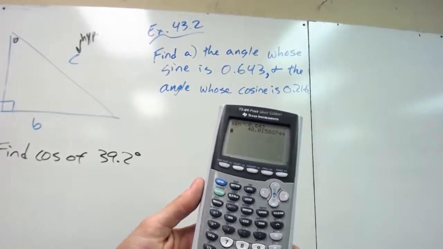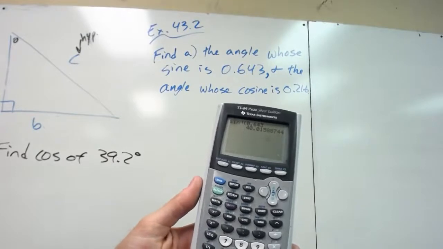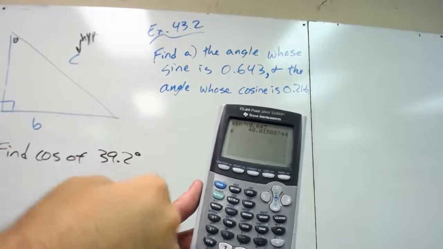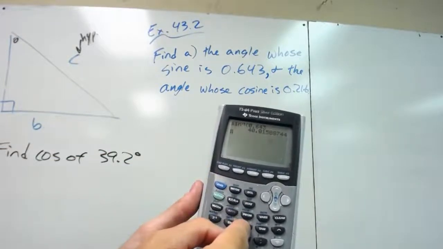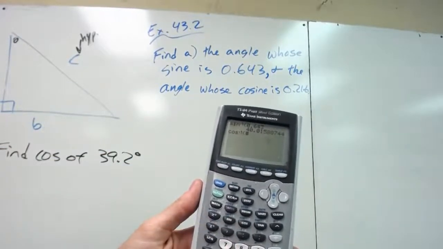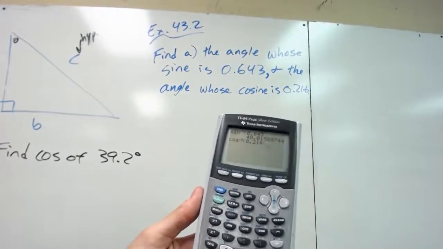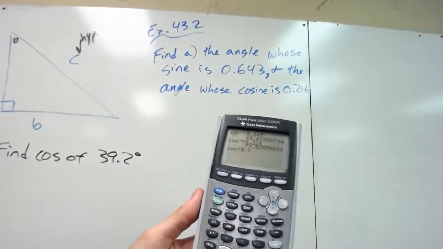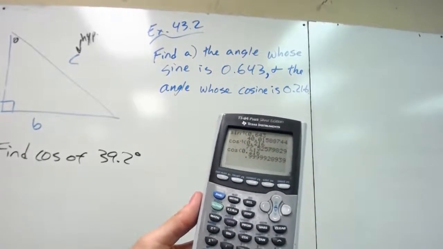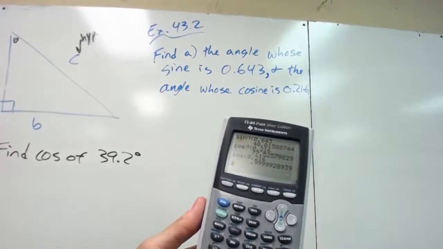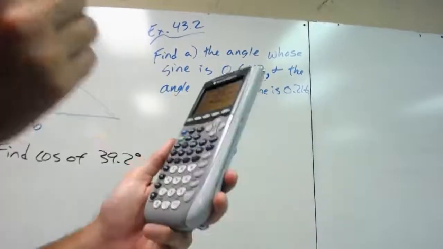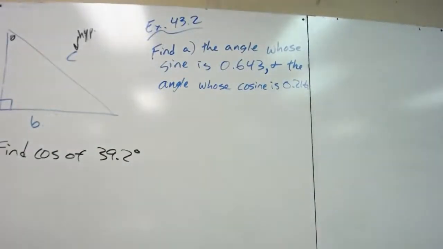Then it wants us to find the angle whose cosine is 0.216. So we do inverse cosine, so second cosine, 0.216. Enter, you get 77. If I typed in cosine of 0.216, notice that's not the same thing, not what we want. So you want the 77 degrees. Anyways, that's how you do the very basics of sine, cosine, and tangent.